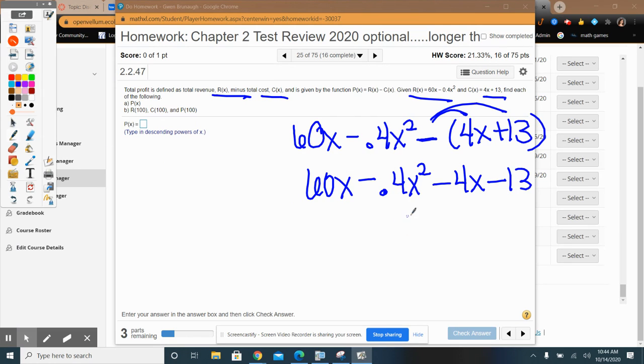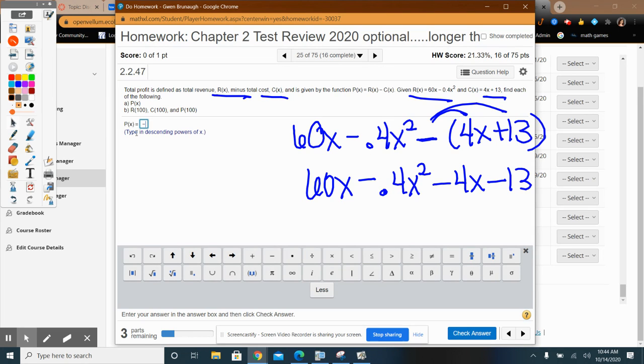They want us to put it in the right order with the x's first. So that's going to be a negative 0.4x squared. Now I'm going to do the x's. I have a 60x minus a 4x, so that's plus 56x minus the 13.